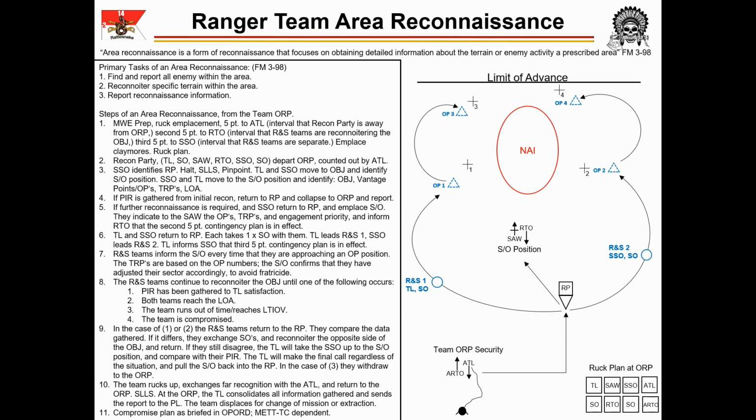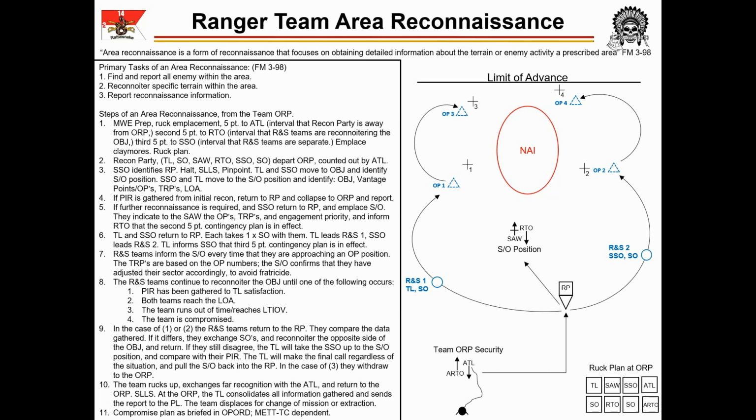In the case that the teams reached the LOA, or had gathered all PIR, they compare the PIR that they have gathered at the release point. If there are major differences in the PIR, and the team leader has time remaining to conduct the recon of the objective, the RNS team leaders flip-flop sides. One example of a major discrepancy is that the team leader sees 3 trucks, and the SSO sees none.